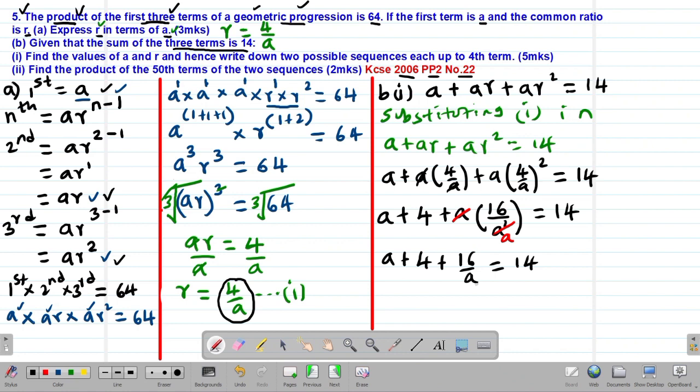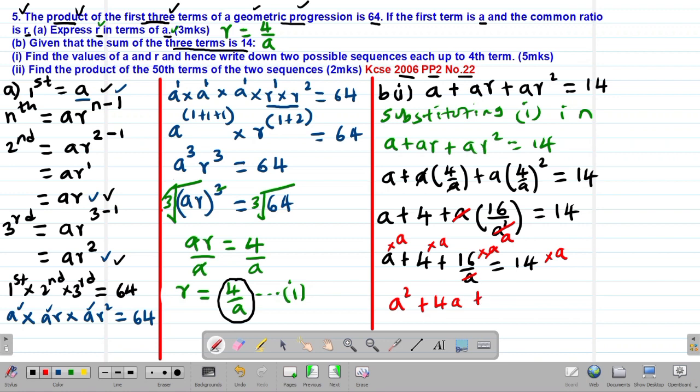So I can eliminate the fraction by multiplying through with the LCM. Of course, our LCM is just A. So I'll multiply everything by A. The reason why I'm doing that is because I want to do away with the fraction so that I can easily solve the remaining equation. So A times A, I'll simply get A squared. Then of course plus 4 times A, I'll get 4A.